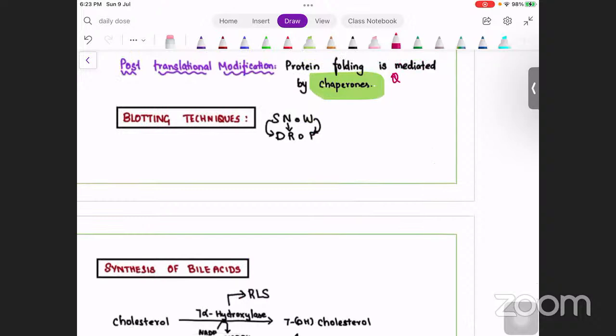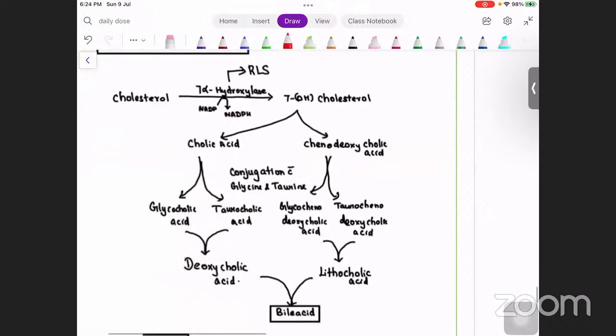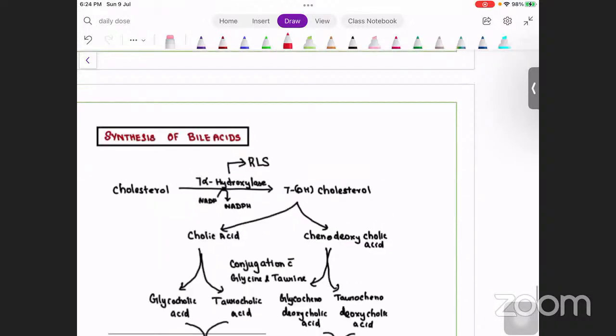Next, we have the blotting techniques. I remember them with the SNOW DROP mnemonic, but there are certain people who say north and south stories. Whatever you want to remember, I follow the SNOW DROP mnemonic of First Aid. So S stands for Southern blot for DNA, Northern blot for RNA, and Western blot for protein.